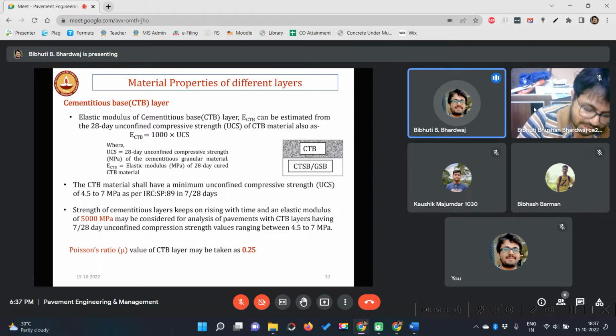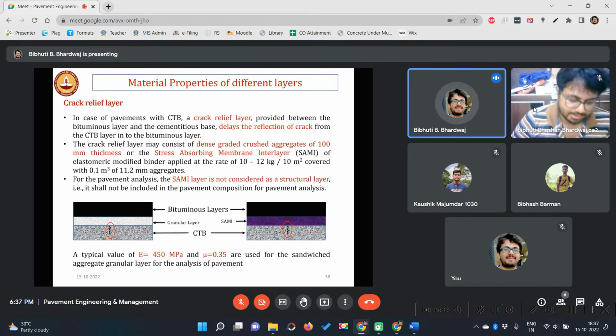Now similarly this base can be again CTB. So for CTB we have to find it like this. What should be the Poisson's ratio? It will be like this. Now if you are using CTB, if you remember, in the earlier second class we discussed that cement will give some rigidity to the layer, right? So there may be some possible chances of cracks in these layers.